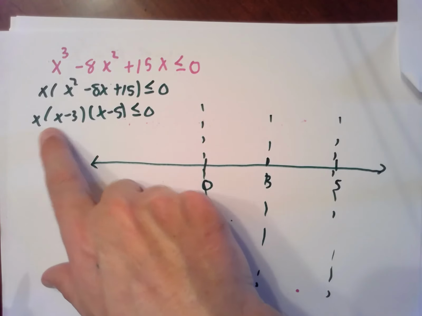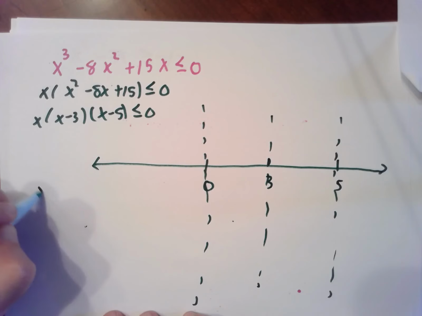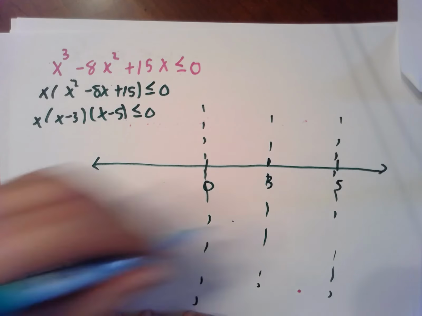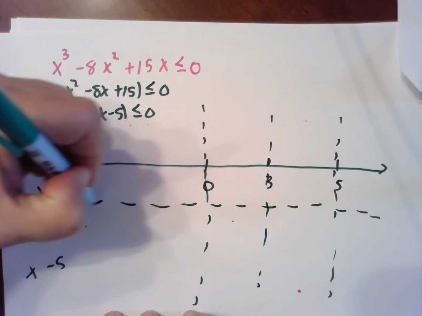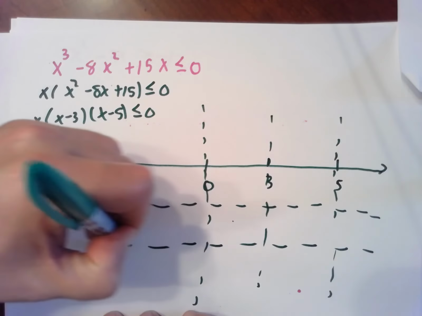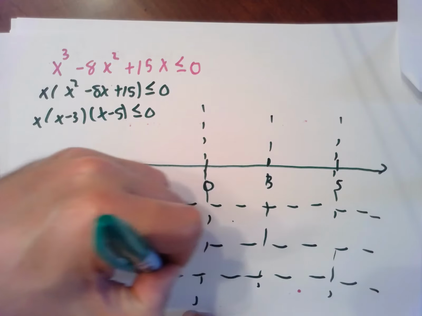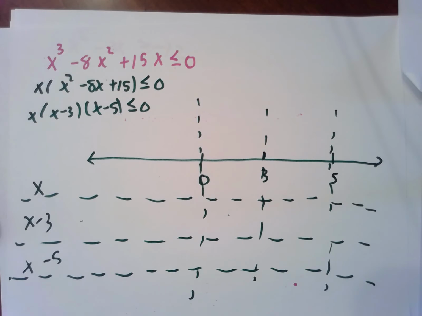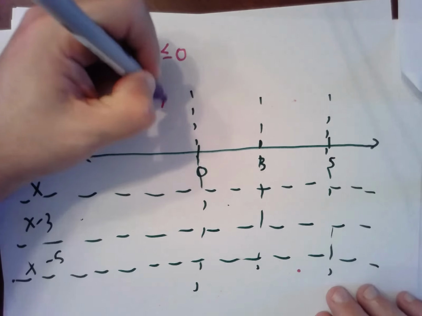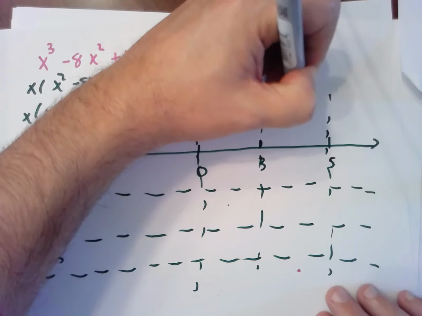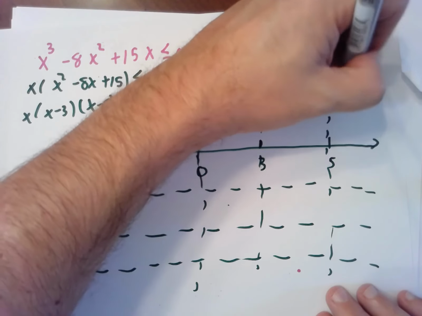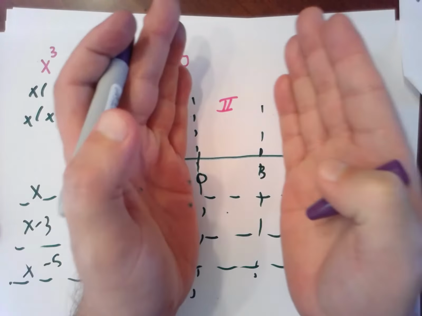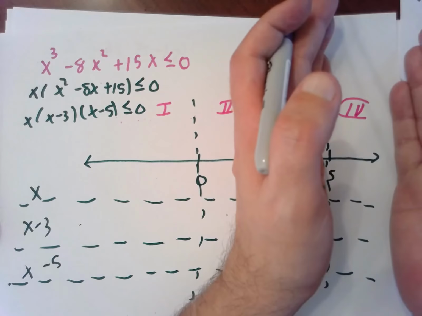Over on the side, list all of your factors. Don't forget the x. And again, I like to put in these dotted lines here. Break everything up into this nice grid. Now we have all these different sections. This section here, here, here, and here. Everything below 0, between 0 and 3, 3 and 5, 5 to infinity.